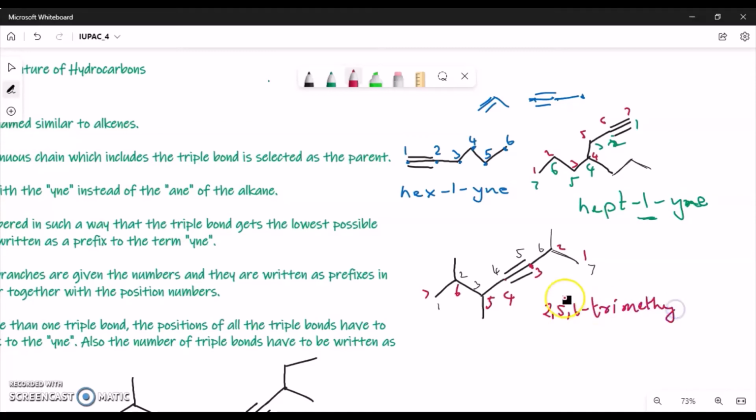This method we already saw in the case of alkenes and alkanes. Trimethyl, and then it's a hept, so it is hept. And the position is 3 for the yne, and then yne. So this will be the complete name of this compound. Okay.